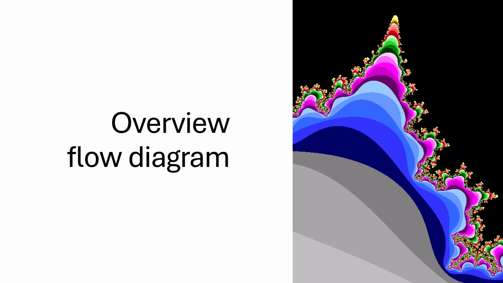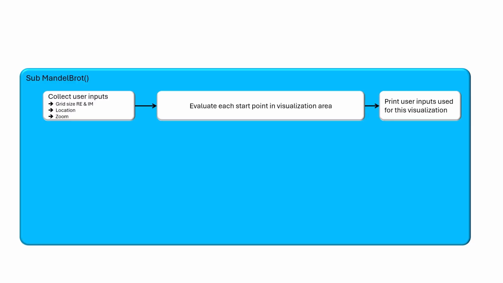Since the task at hand needs multiple steps, let's draw a quick and dirty flow diagram to illustrate our game plan and the needed modules so that we don't get lost along the way. Ultimately, we're aiming to build the top-level macro called Mandelbrot, which collects user inputs on what part of the Mandelbrot set the user wants to visualize and in how high a level of detail. Then it evaluates all the starting points inside this visualization area and calculates the number of iterations needed to escape beyond the radius 2 circle. Finally, we want to remind ourselves what the exact inputs were that we used to calculate the results so that we can more easily tweak and fine-tune our visualizations later.